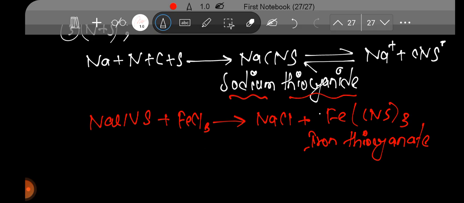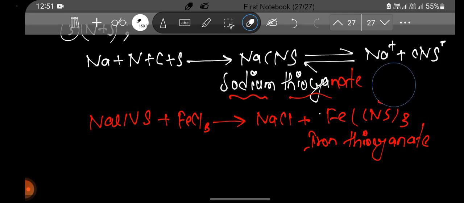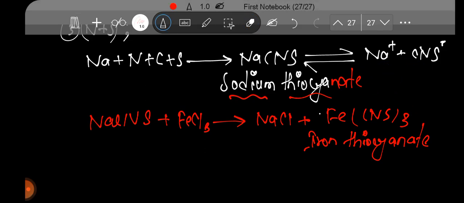I made some silly mistakes here. Here you should write not cyanide, but cyanate. We say cyanide for CN, cyanate for CNO, and CNS is thiocyanate. Sorry for that. Let's move on.